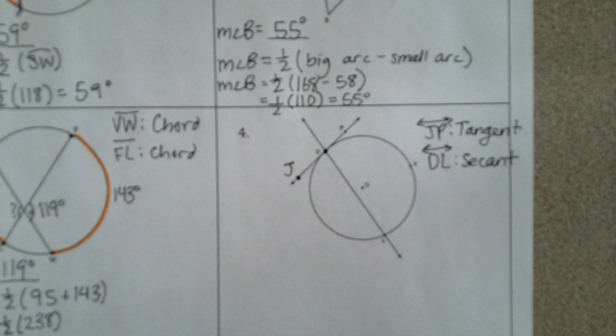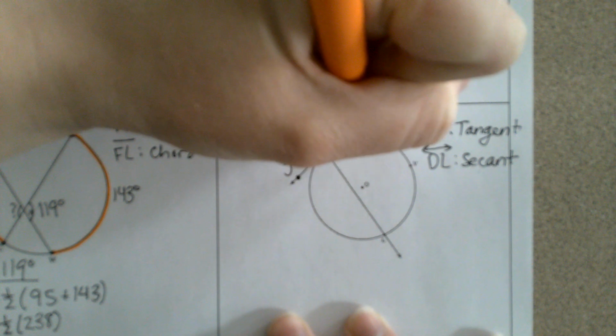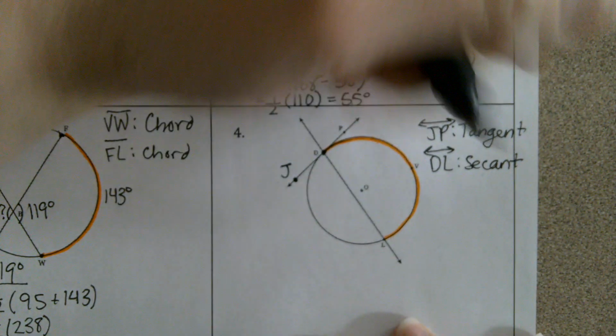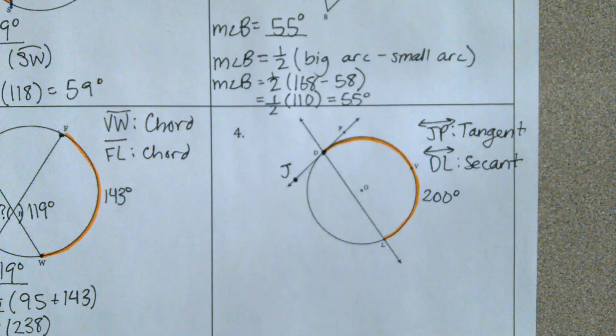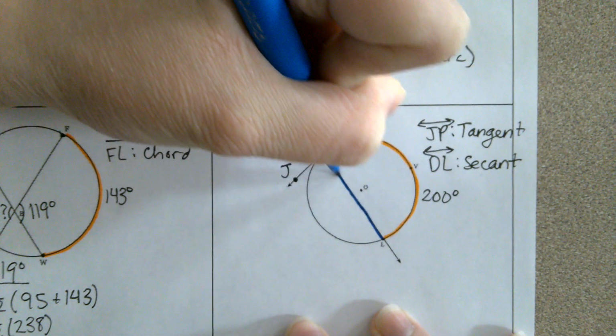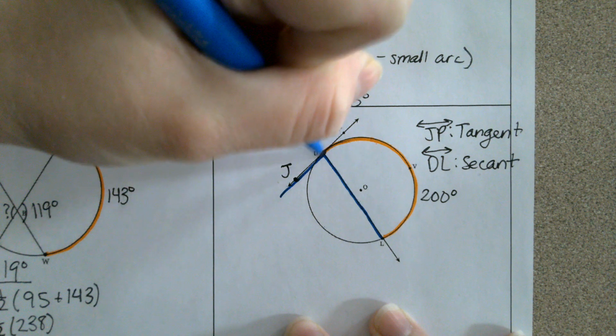This time, let's say that our arc DVL is 200 degrees. And we need to find the measure of angle LDJ.